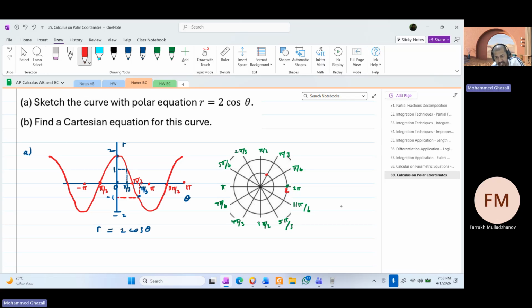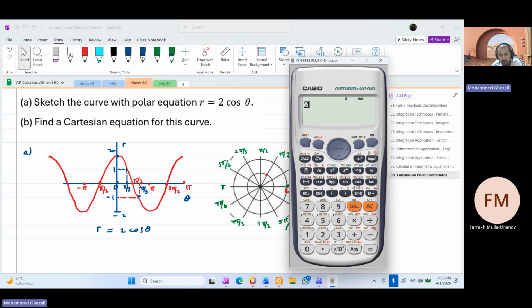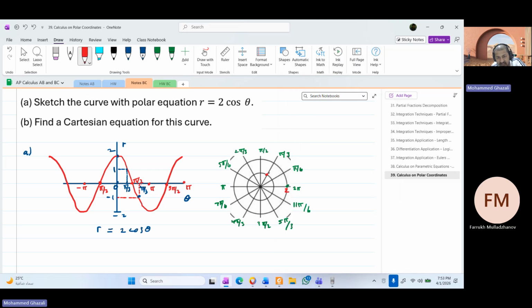What happens when theta is pi by 6? What's 2 times cos of pi by 6? Cos of 30 should be root 3 over 2, so the answer will be root 3. Root 3 is just like 1.73, somewhere around there.